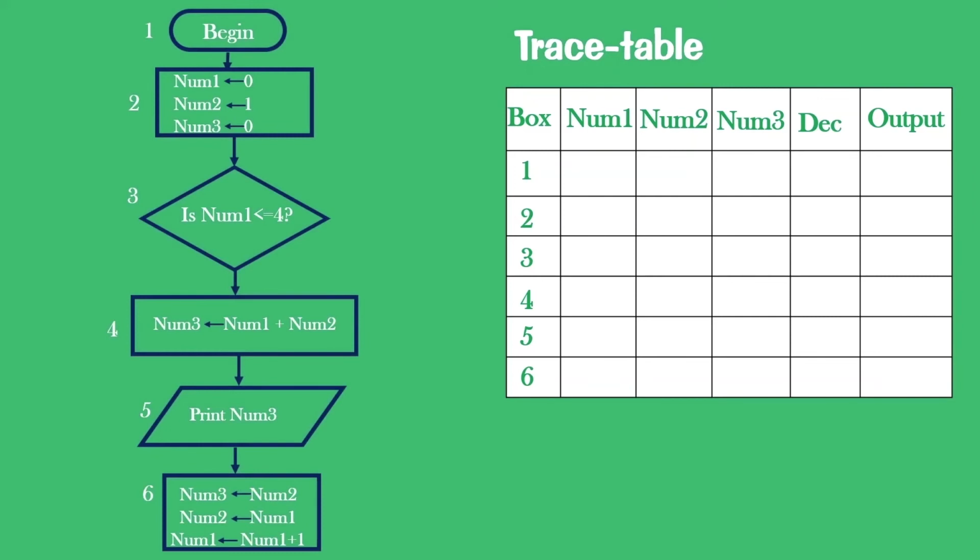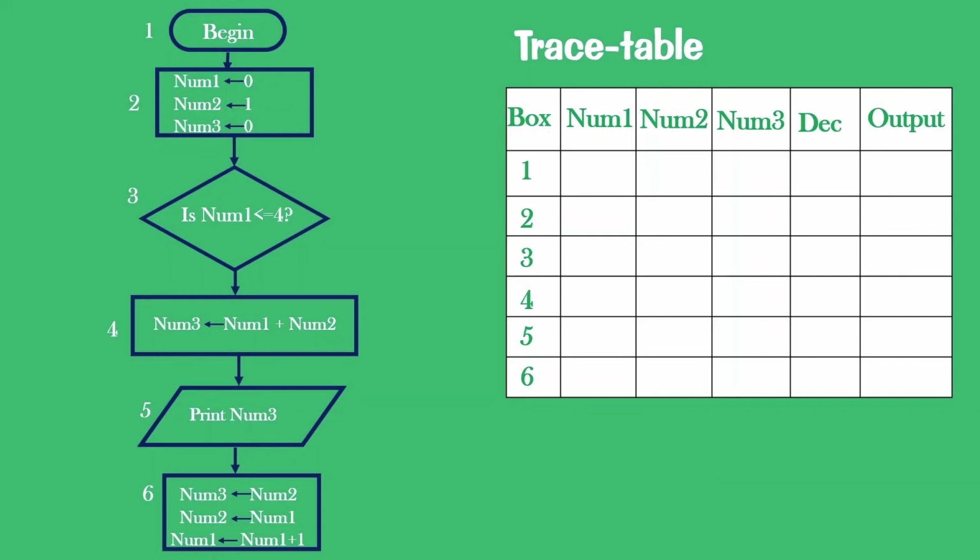Now we are going to repeat step number 3 to step number 6 several times until a certain condition is met, and then we will stop. The condition is num1 is lesser or equal to 4. While the answer to this is true, we will continue going through the steps. When it becomes false, we stop.